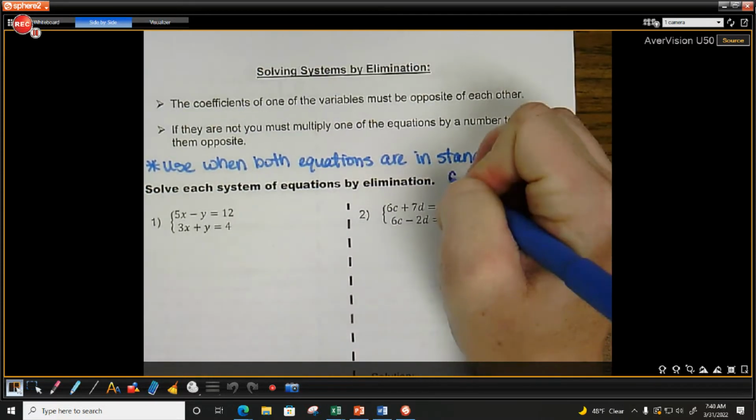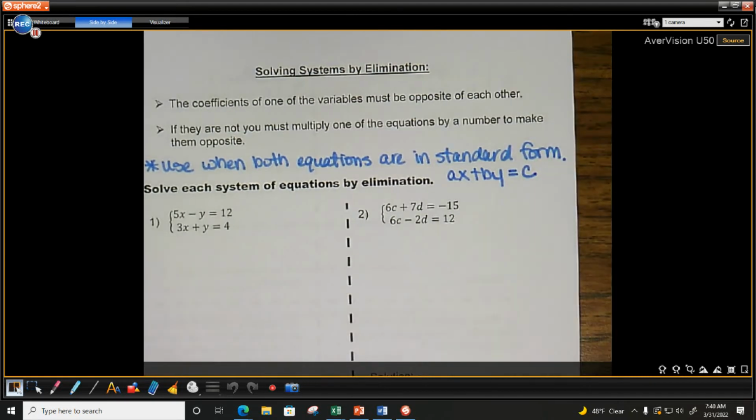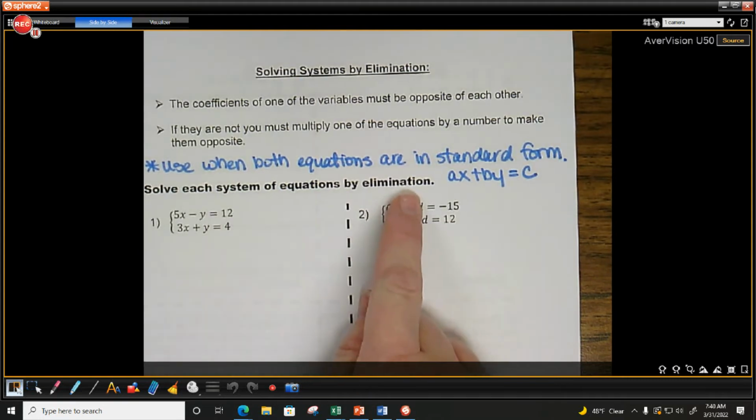What's our standard form? AX plus BY equals C. Okay, the X and the Y terms are on the left. Your constant is on the right. The variables are together on one side, the constant is on the other side. Okay, you want both equations to be in standard form. Good? So let's look at number 1. Again, also like last unit, just because it says solve by elimination, you wouldn't have to. If you want to solve these for y and graph them, you could do that.